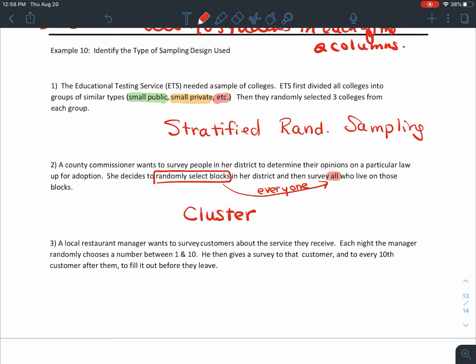And finally, a local restaurant manager wants to survey customers about the service they receive. Each night, the manager randomly chooses a number between 1 and 10. He then gives a survey to that customer and to every 10th customer after them to fill it out before they leave. This is an example of systematic random sampling.